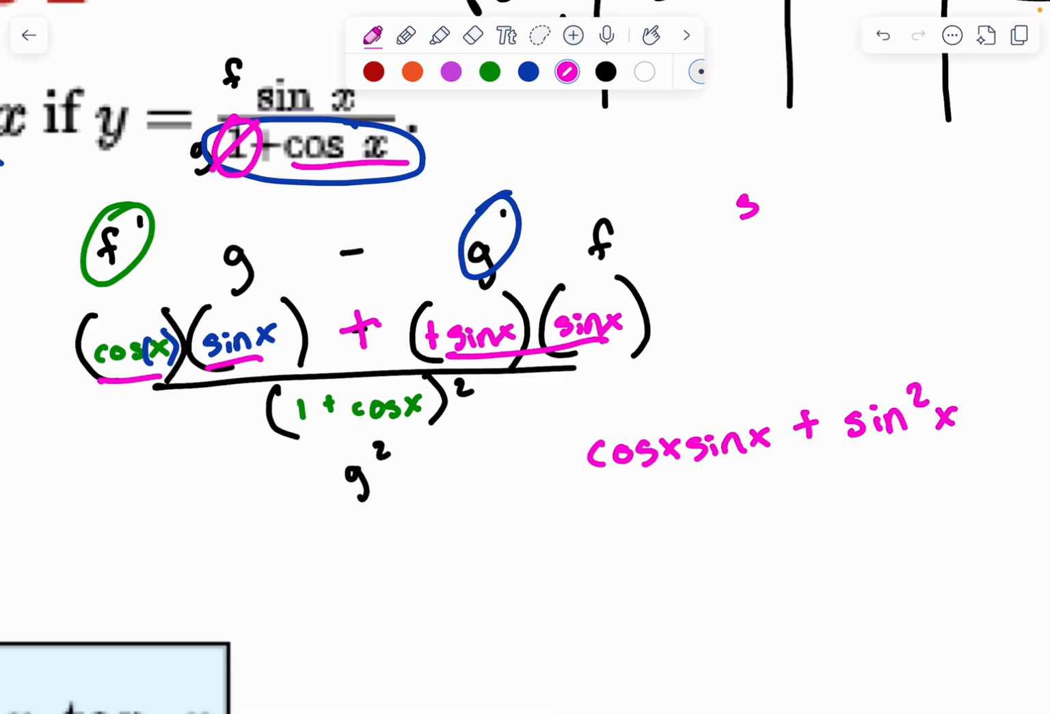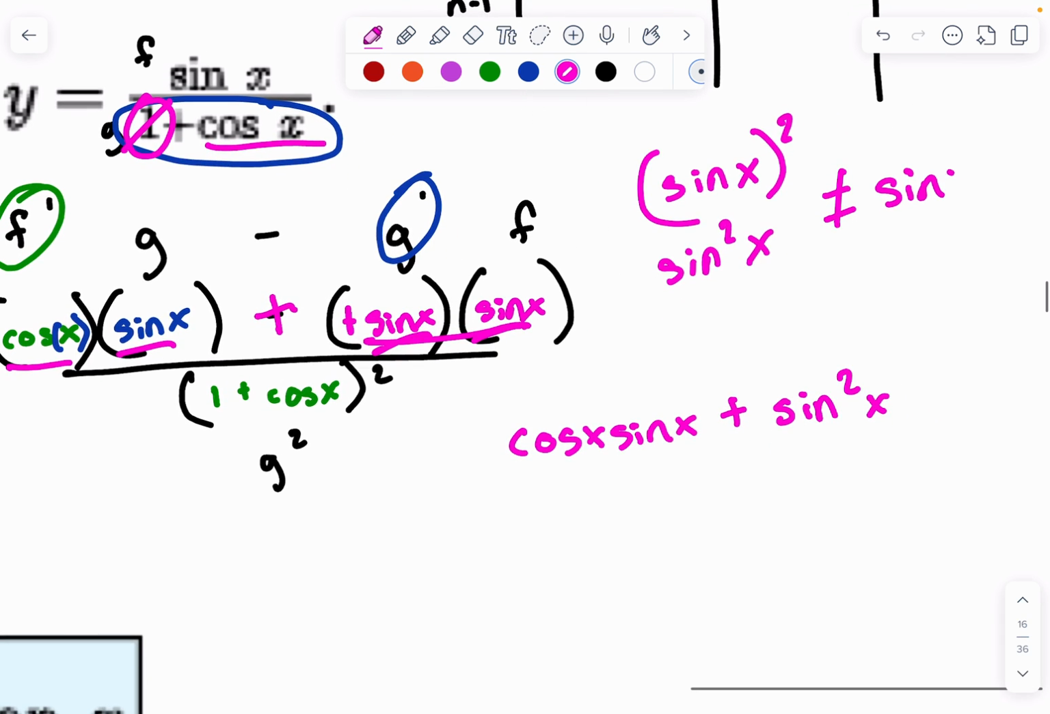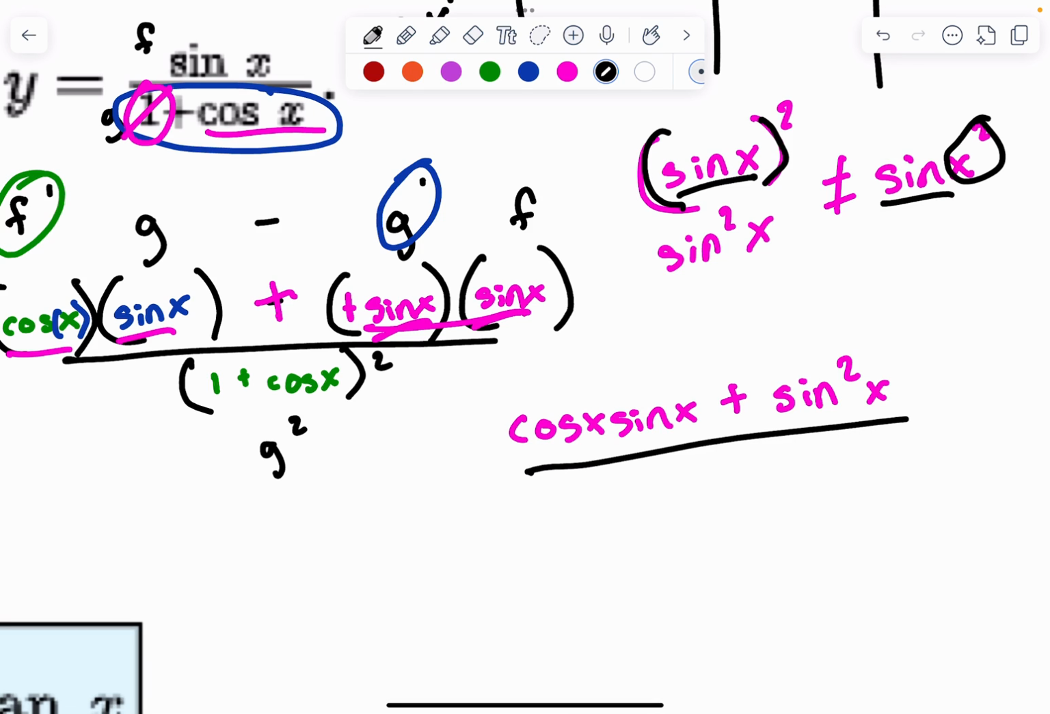Okay, just so you know, sine of x, that whole thing squared, because there's two of them, is the same thing as writing sine squared of x, but it is not the same thing as sine of x squared. I think we've talked about that before. You want to do sine of x first and then square that value. You don't want to square the x first and then take sine of that, okay? So those are not the same thing. All over 1 plus cosine of x squared, like that.